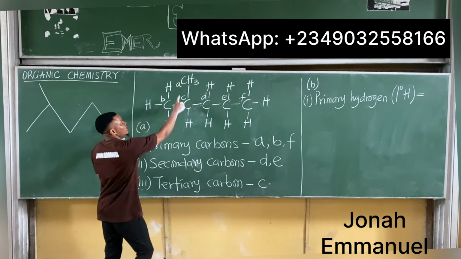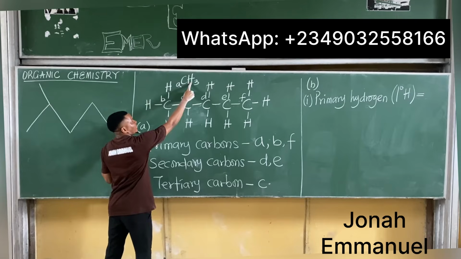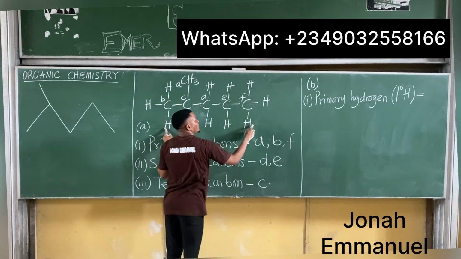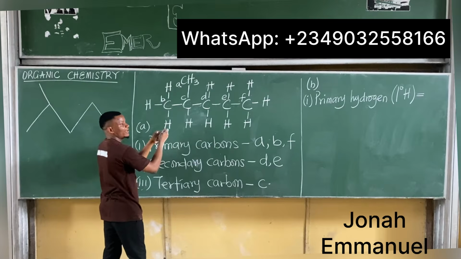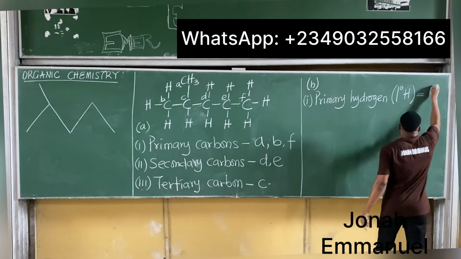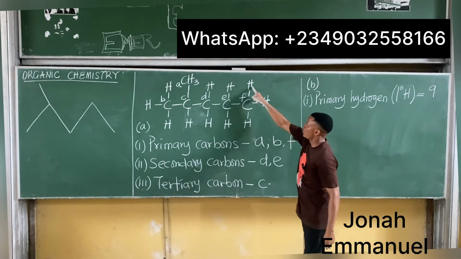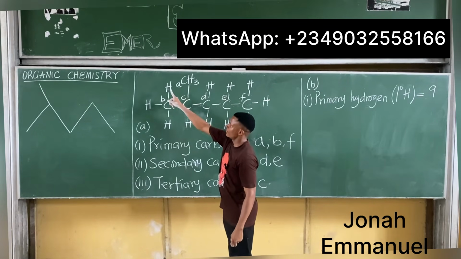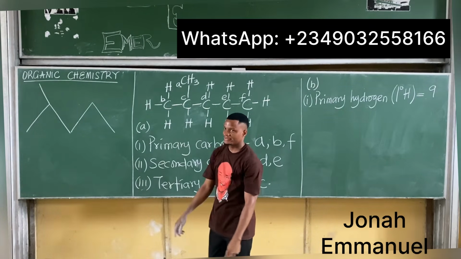So if I count, this one has how many there? 3. This one has 3. This one has 3. So combine all of them, that becomes 9. So I'm having 9 primary hydrogens. 3 for F, 3 for A, that's 6. 1, 2, 3, 9. That's it.